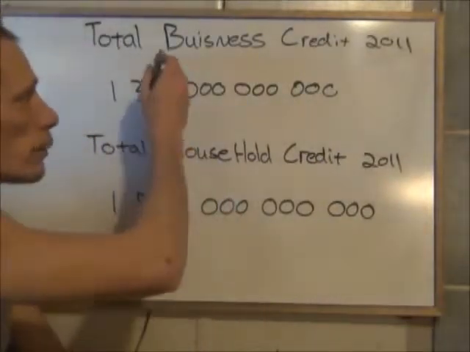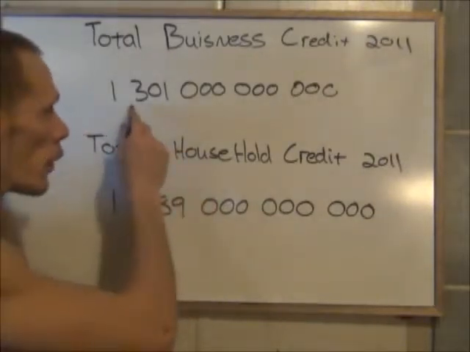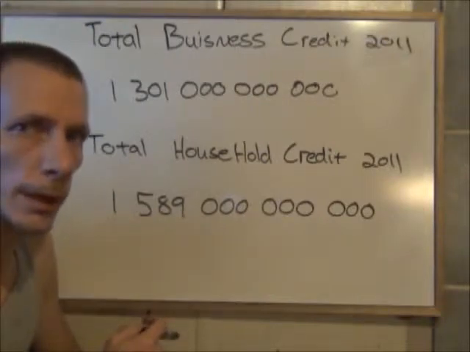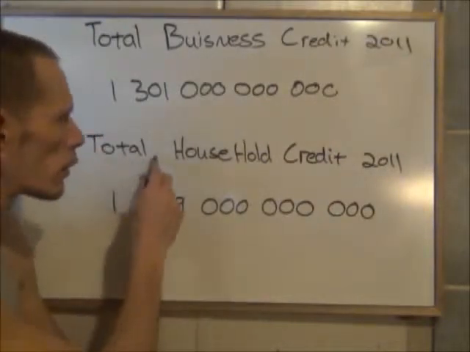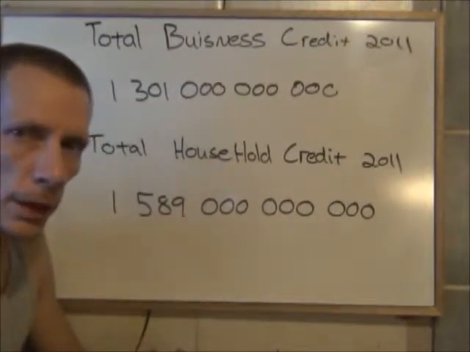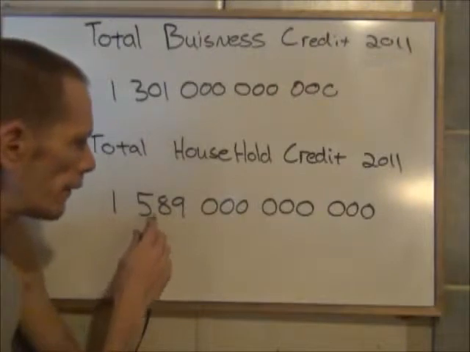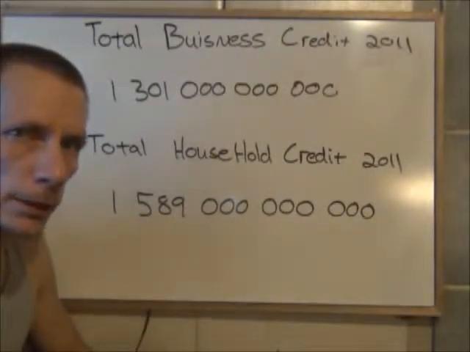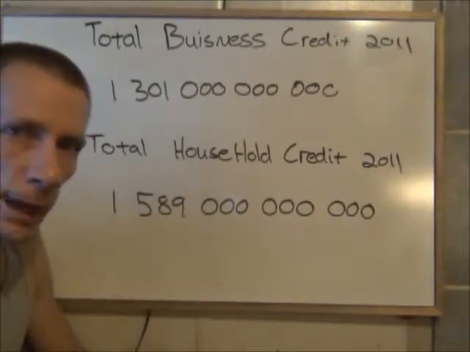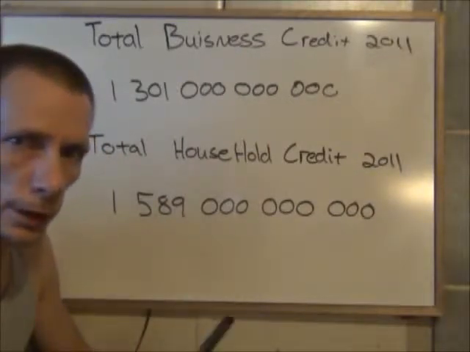It says that the total business credit on loan for 2011, November, was $1,301,000,000,000 being loaned out to businesses. The total household credit, people, families that are taking credit, credit cards, mortgages, personal loans, car loans, was $1,589,000,000,000. So together with business and household, the total amount of loans that are out circulating in Canada is close to $3 trillion. It's supposed to be.